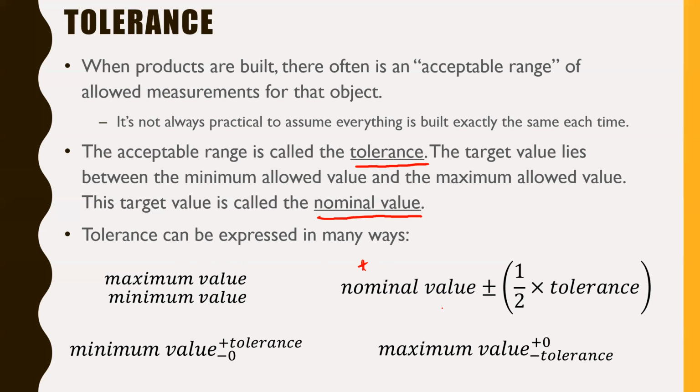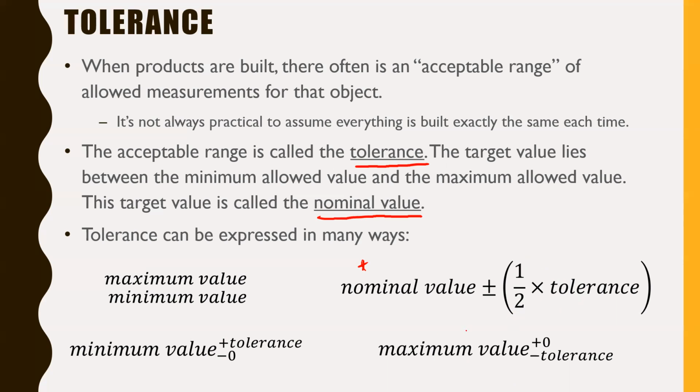Another way, and this one is super common: the nominal value, which again is what you want your object to be built at. If you were building pants with a waist size of 32 inches, that would be your nominal value. Plus or minus, that's what that sign means, 1/2 times the tolerance. So half the tolerance going up and half the tolerance going down. Remember, the tolerance is the distance from the minimum to the maximum. So half the tolerance goes above the nominal and half goes below.